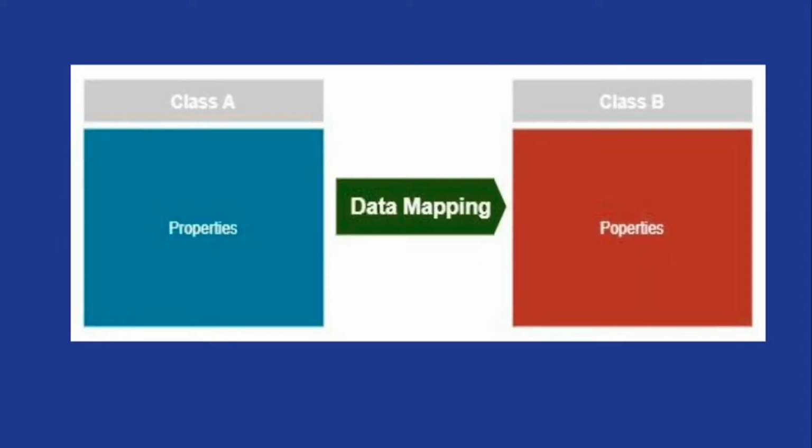This diagram can give you a brief idea: class A and class B. Think of class A as the source and class B as the destination. So properties have to be mapped using AutoMapper.